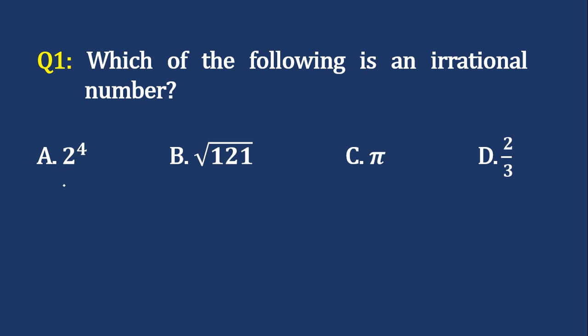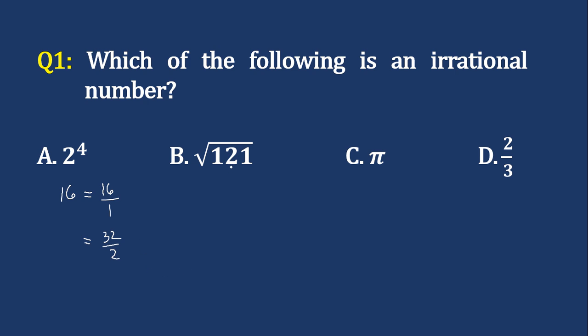Take note that 2 raised to 4 is the same as 2 times 2 times 2 times 2, or 16, right? And we know that 16 is the same as 16 over 1. It's even equal to 32 over 2. And take note, these are fractions of integers, right? So 2 raised to 4 is rational.